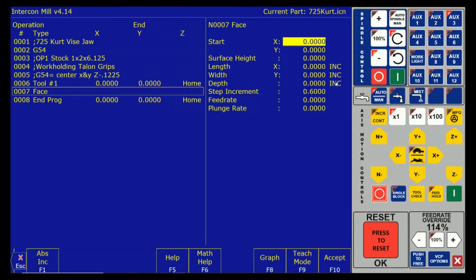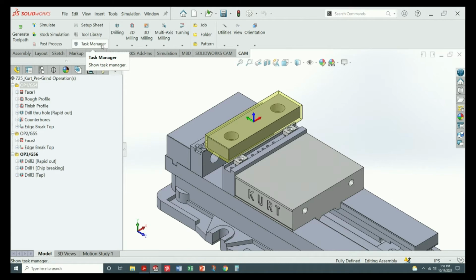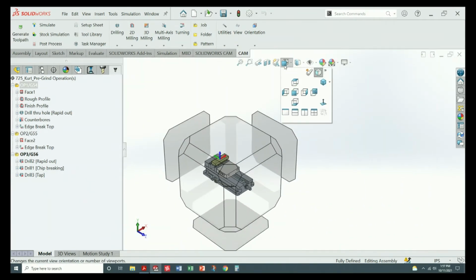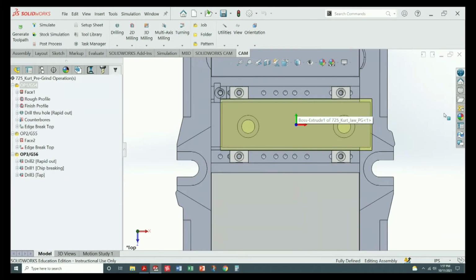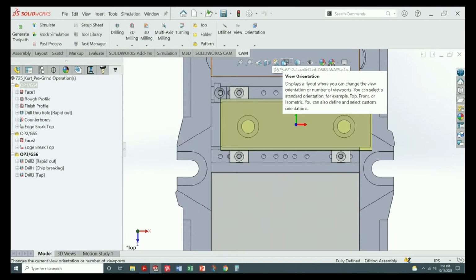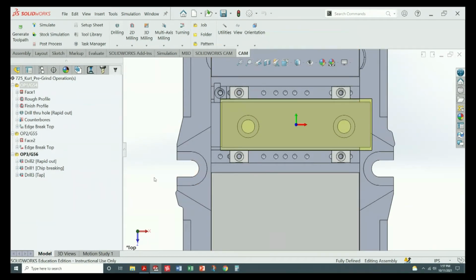Now, let me see if I can pull up my, whoops, wrong mouse, Damon. So if you were starting at 0, 0 in X and Y, you'd be starting in the middle of your part. Correct. So here in X and Y, we have decided to make this jaw, the best place to put the work coordinate system is in the middle of X and Y and down 0.1225 into our stock in Z. So I'm going to leave that right there, and we're going to go back to, matter of fact, I'm going to leave this up for a second.